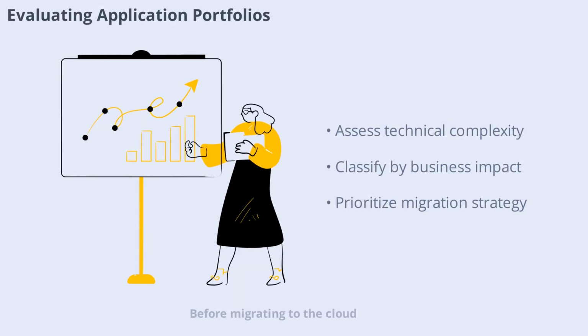For migrating to the cloud, it's crucial to evaluate your application portfolio. This means assessing each application's technical complexity and business impact, then classifying them to determine the best migration strategy. By understanding both the needs of your business and the requirements of your applications, you can ensure a seamless and cost-effective cloud migration. This evaluation helps organizations prioritize which applications to migrate first and which strategies to use, setting the stage for a successful transformation.